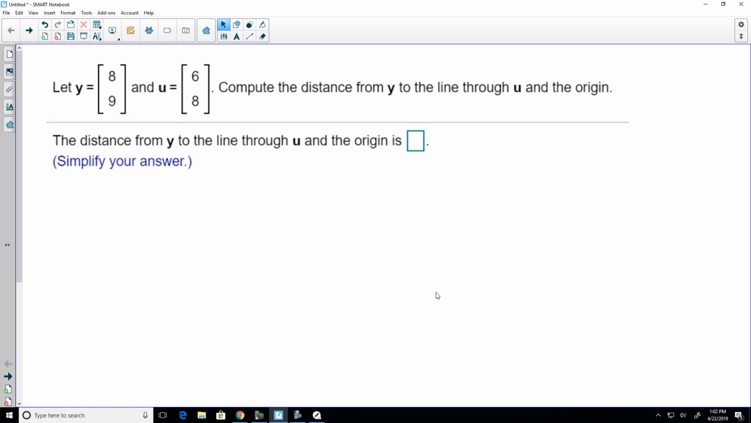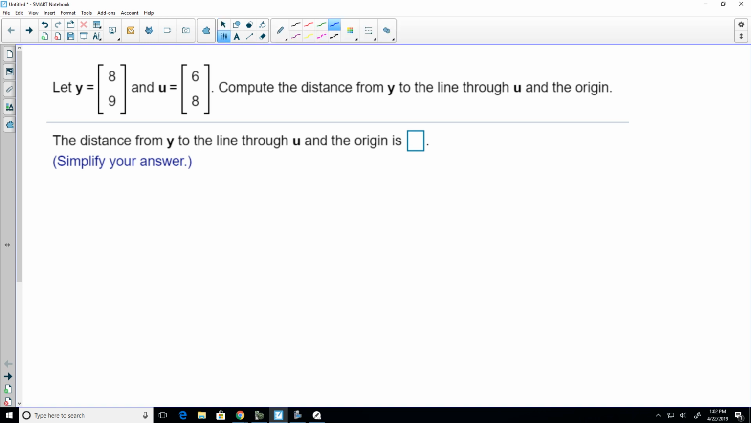So the line that goes through u and the origin is the span of the vector u. We want to know the distance from y to that line. So we're going to find the projection of y onto that line. We're going to find that orthogonal vector z, and then we're going to find the length of z, and the length of z will be how far that vector is to the line.